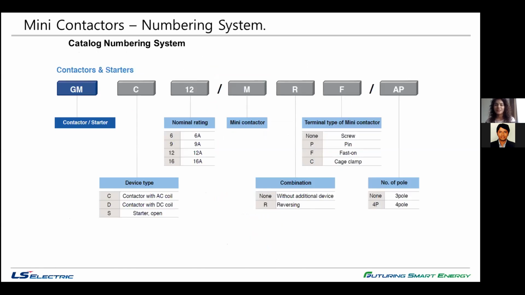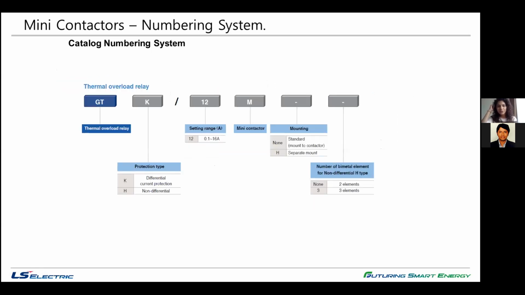Now talking about the numbering system, mini contactors are denoted with the GM series name. So you start with GM. Next is which coil that you would like to go ahead with, AC coil or DC coil. Next is the ampere range that you would like, which ampere current. Mini contactor is just a standard M alphabet. Then the combination, if you want the normal one, or the standard one, or the reversing type. Then you have to select the terminal type: screw, fast on, or pin, solder pin, cage clamp, and so on. Lastly, the number of poles.